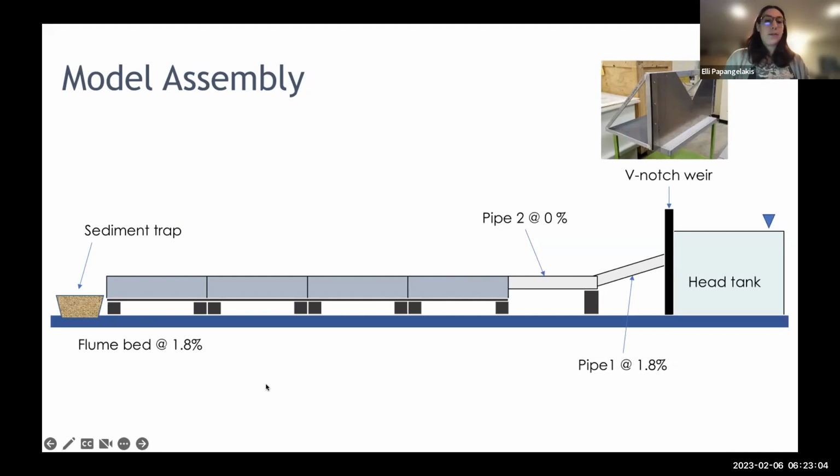So the flume itself is set to 1.8%, which means we had to adjust the slopes of some of the other segments to get the slopes to match what we have in the field. These are the sections of our design. And then it flows into a sediment trap at the end, where we collect any material that might fall out the end.